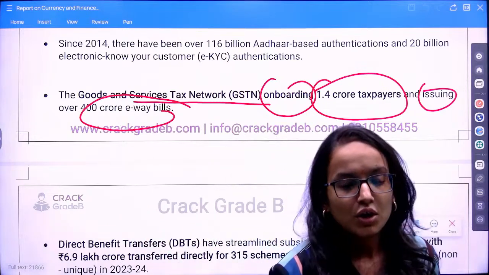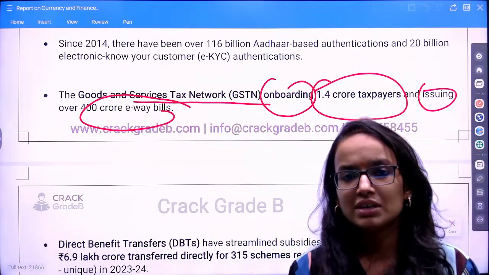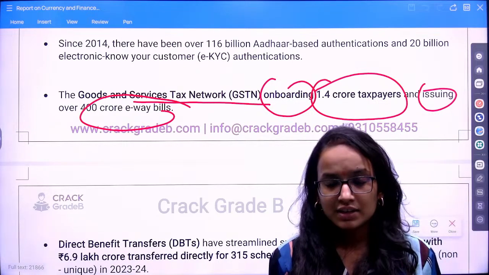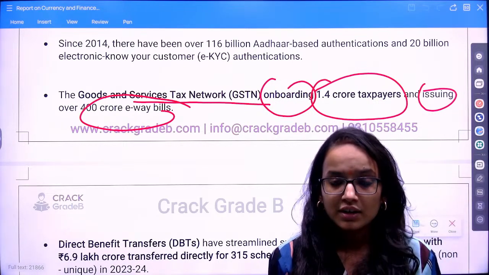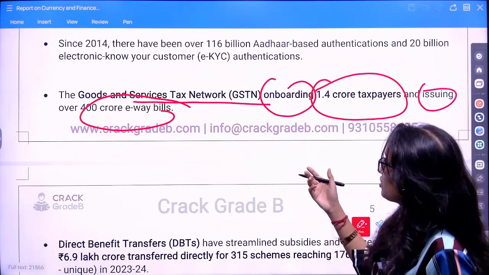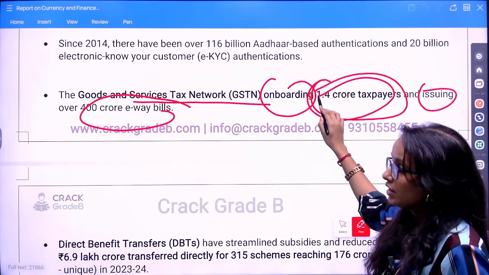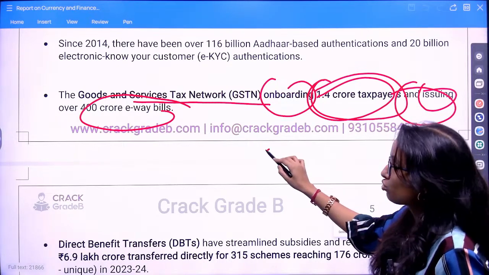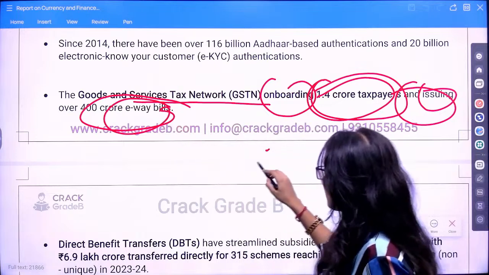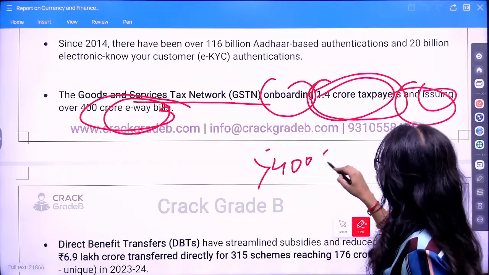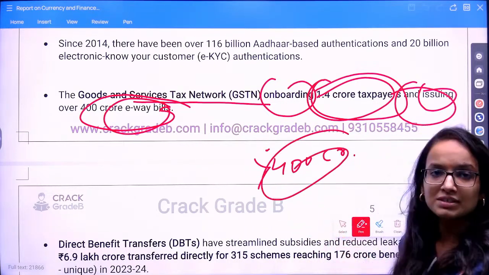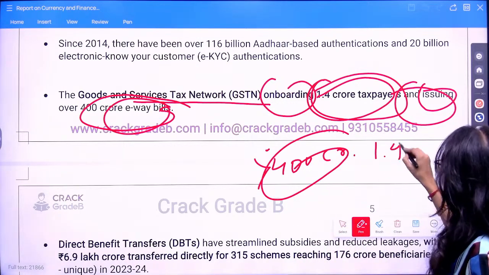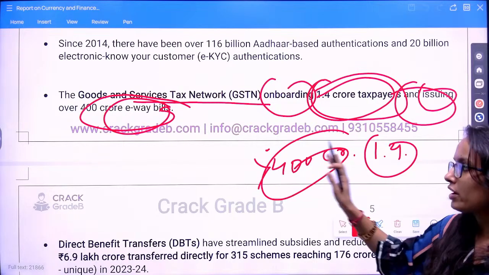So you remember what onboarding on GSTN is? GST taxpayers, businessmen, sellers, they need to register on the GSTN portal, right? Now these registrations have been 1.4 crores. And the GSTN has been able to issue over 400 crore e-way bills. Now remember this data. It is easier to remember: just remember 1.4 crore taxpayers and 400 crore e-way bills.